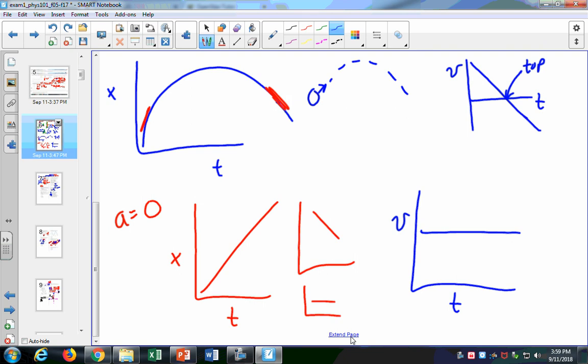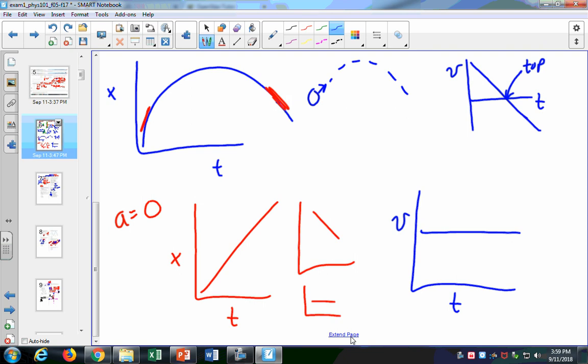Can you have position be 0 and speed be not 0? Yeah. Watch this. This is position equal to 0, right? Well, did it stop when it came to position equals 0? So you can have position 0 and a velocity that's non-zero.